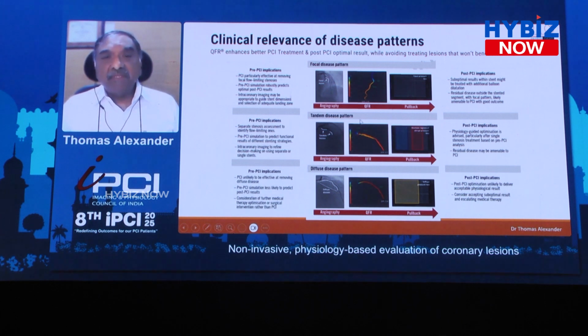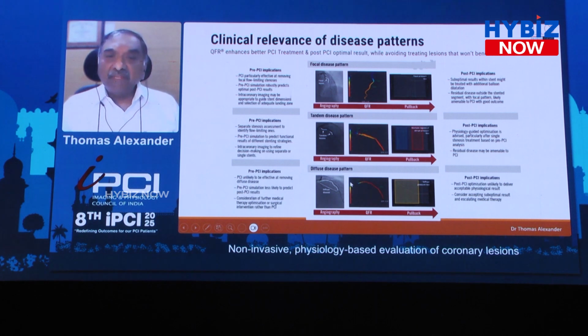If you have a tandem disease pattern, again, the virtual pullback will clearly tell you which lesions need to be addressed, and the length of the lesion that needs to be addressed. And from the post-PCI, again, it will give you optimization.